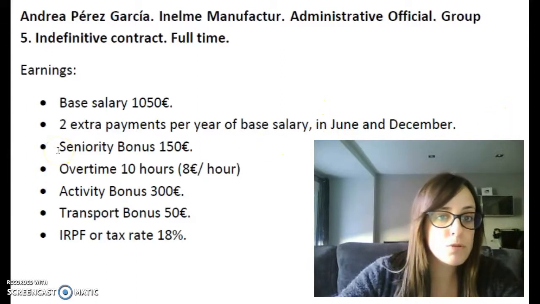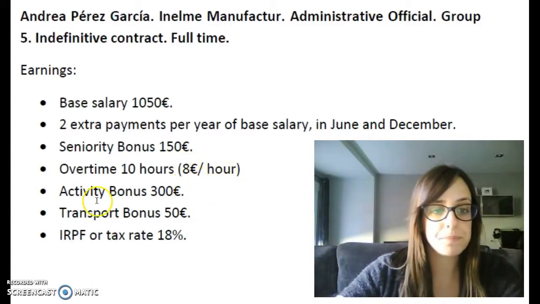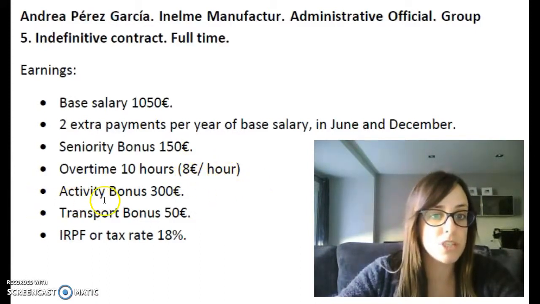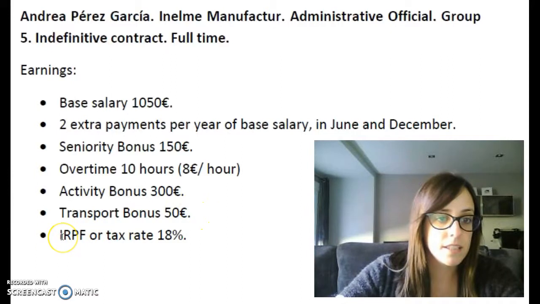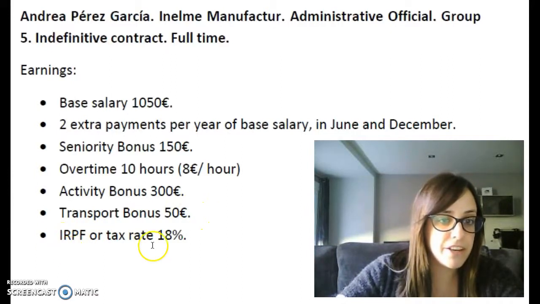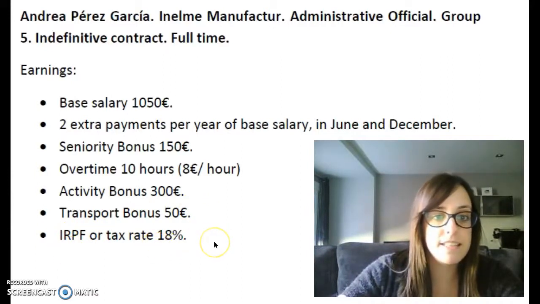The seniority bonus is 150 euros. The overtime is 10 hours, 8 euros per hour. The activity bonus is 300 euros, and the transport bonus 50 euros. The IRPF or tax rate is 18%.